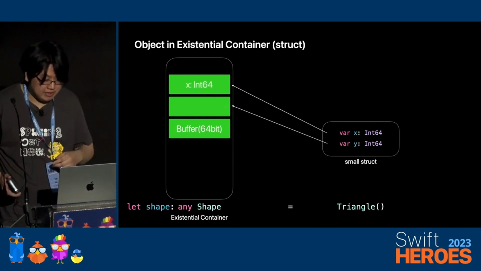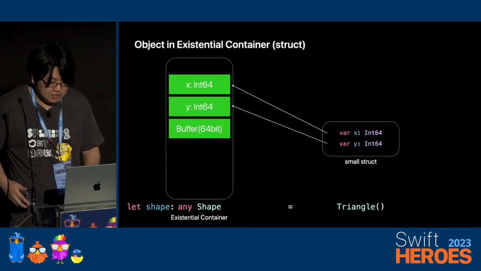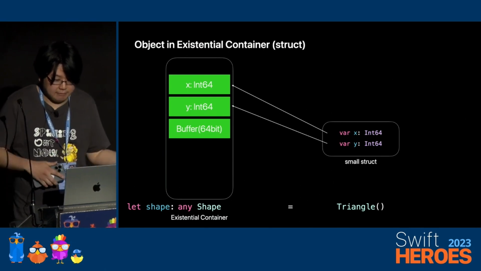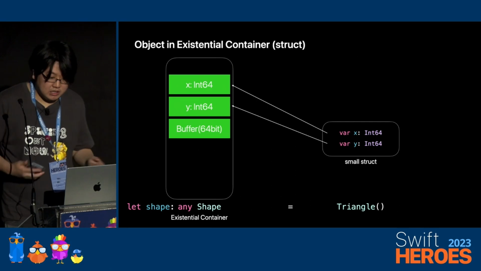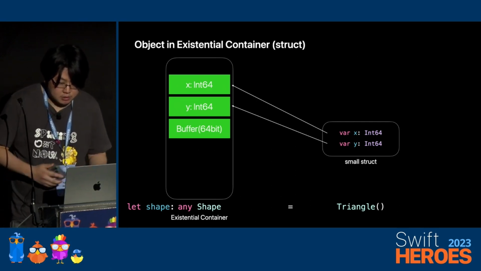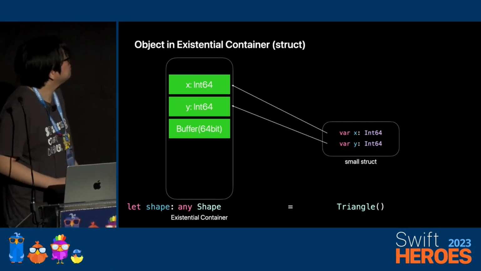Triangle object holds only 2 values, and the size of each value is the same as or less than the one buffer size. So each value in triangle is copied to each buffer in the container.